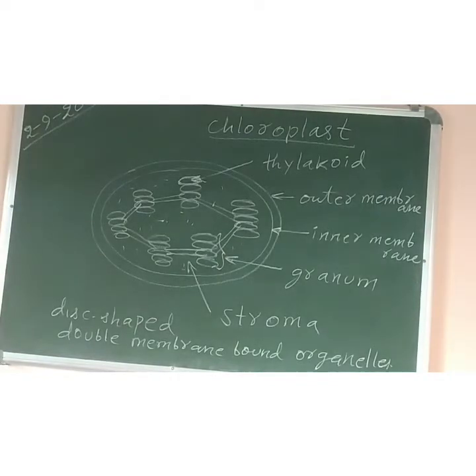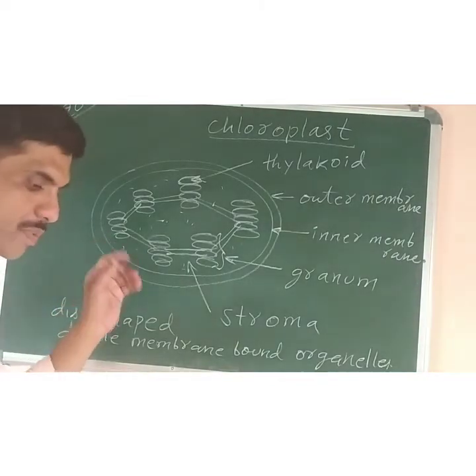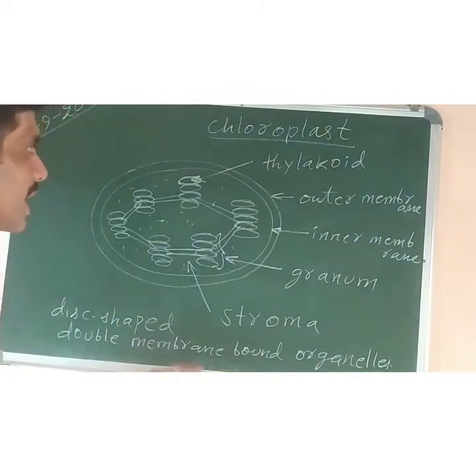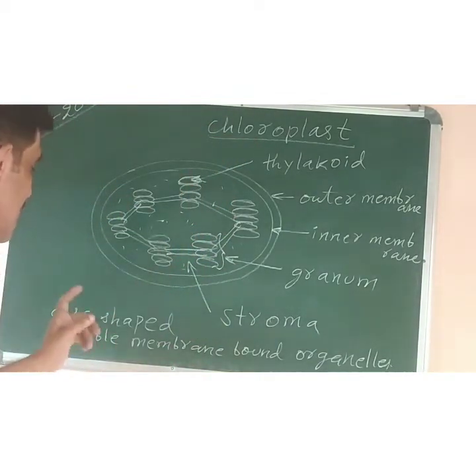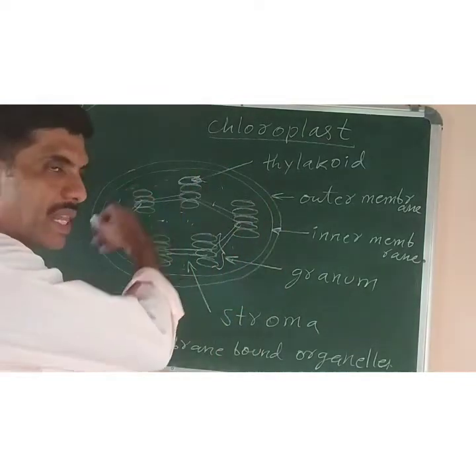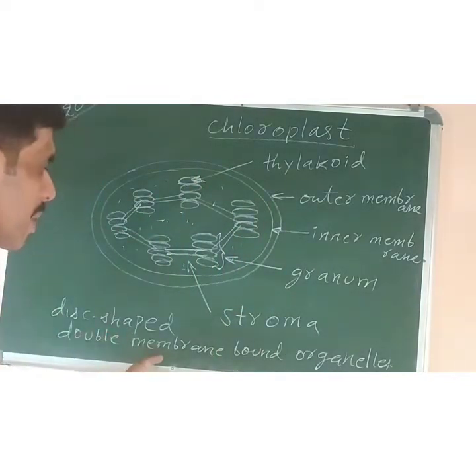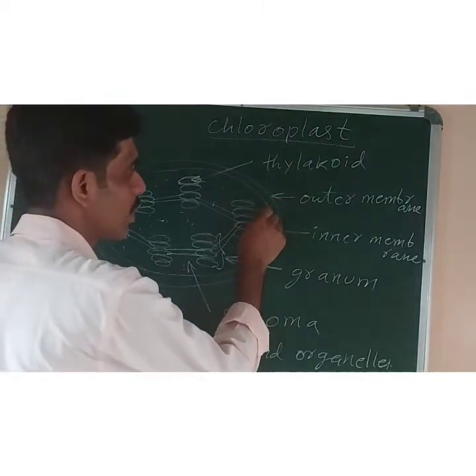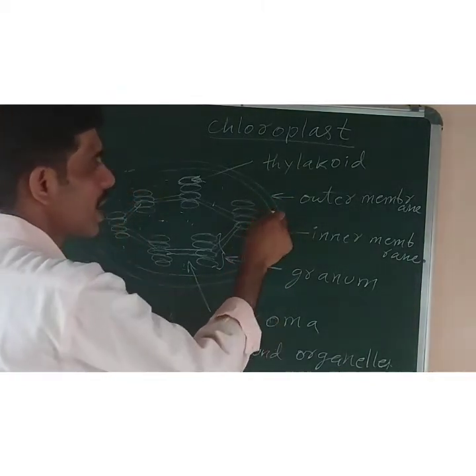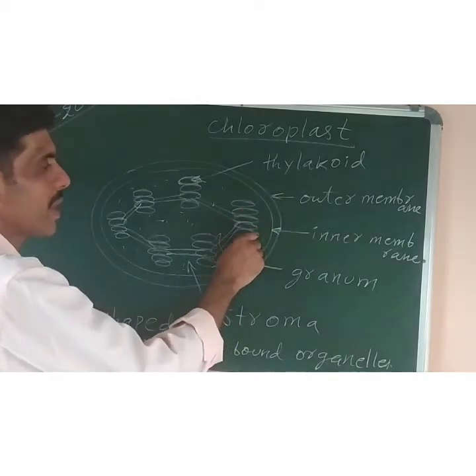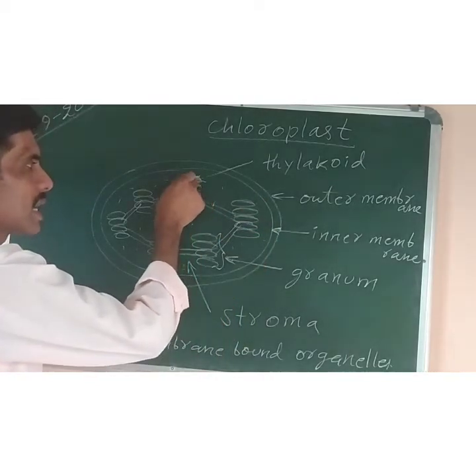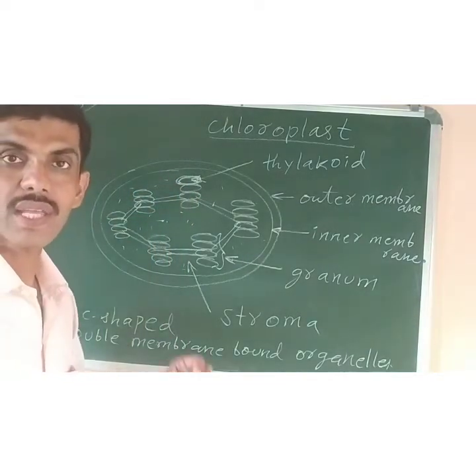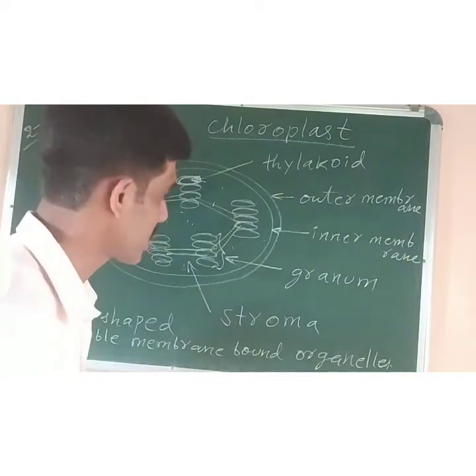Okay, you can see the diagram of chloroplast, the TS of chloroplast, or the internal structure of chloroplast. If asked what is chloroplast, it is disc shaped, double membrane bound. Two membranes are there, the outer membrane, then the inner membrane. The inner membrane is also called thylakoid membrane because it contains these thylakoids. These coin-like structures are called thylakoids, and they are the site of light reaction of photosynthesis.